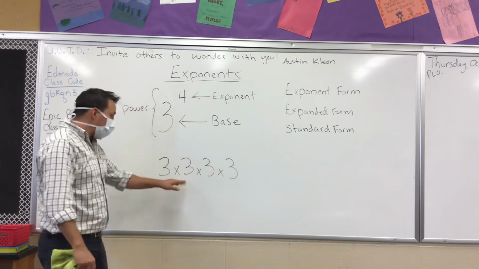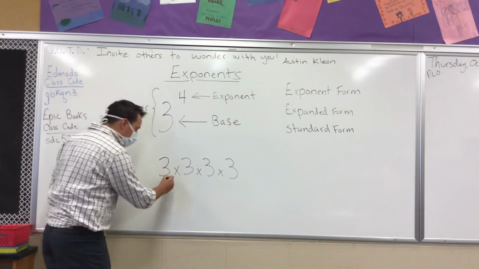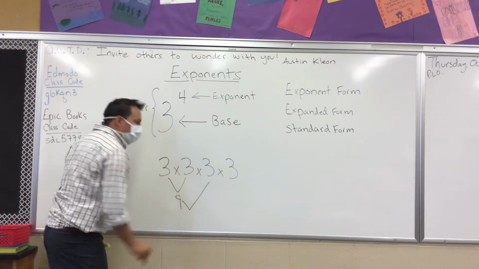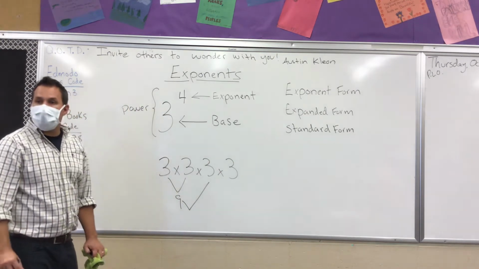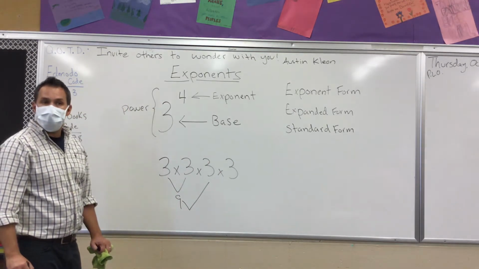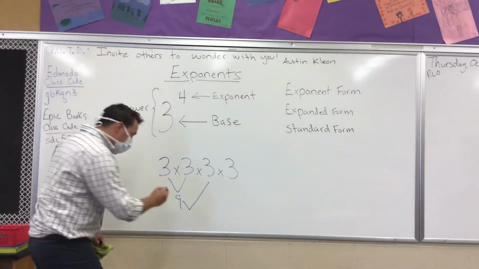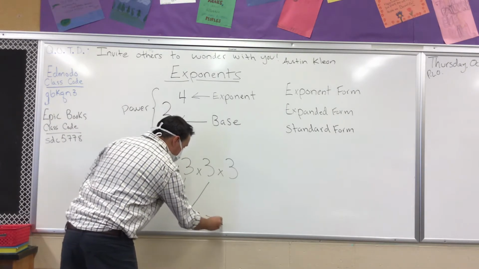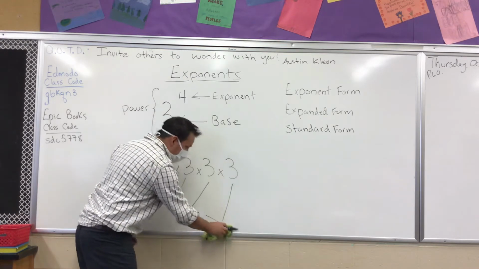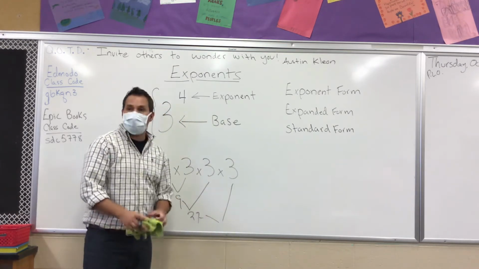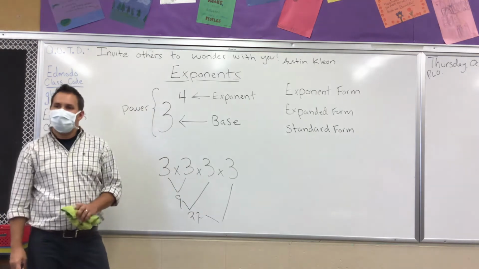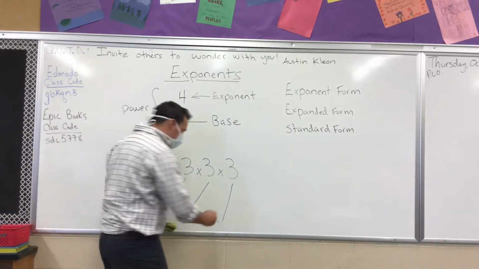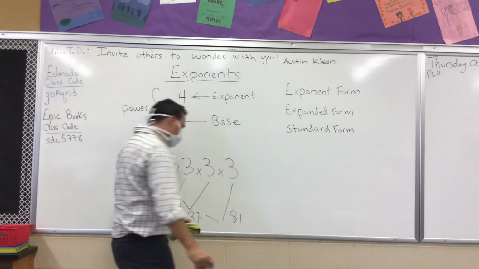But this is 3 times 3. What is 3 times 3? 9. Now you take that answer and you multiply it by 3. What's 9 times 3? 27. Now you take this answer here and you multiply that by 3. What's 27 times 3? 81. And it becomes 81.